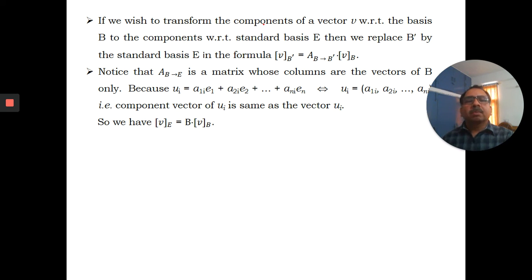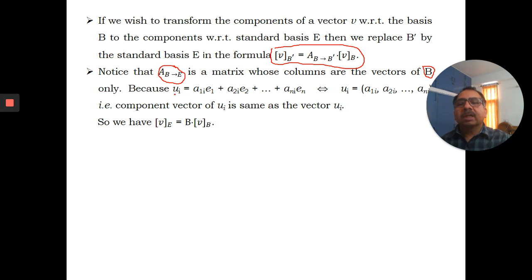So if we wish to transform the components of a vector V with respect to basis B to the components with respect to the standard basis E, then we replace B dash by the standard basis E in this formula. In the formula we got with respect to bases B and B dash, replace B dash by the standard basis E. So this matrix A, B, B dash will be replaced by A, B, E. And notice that this matrix will be just the matrix B. So why is A, B, E equal to B?